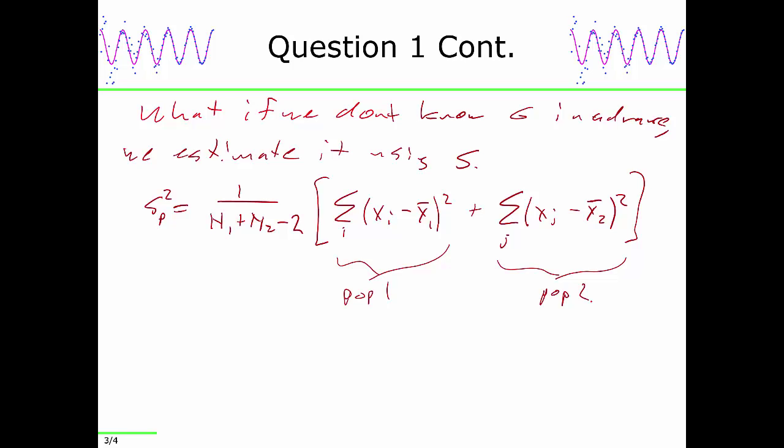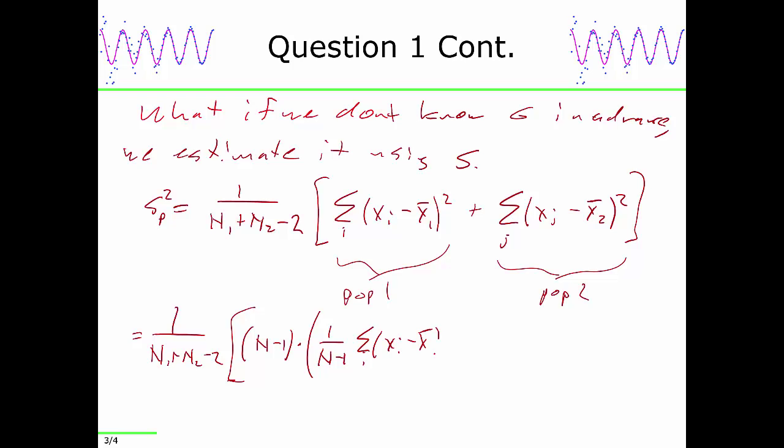Okay. So what does this look like? Well, I'm going to rewrite this in a slightly different way. This is going to equal 1 over n1 plus n2 minus 1, I'm just multiplying each of these by 1.